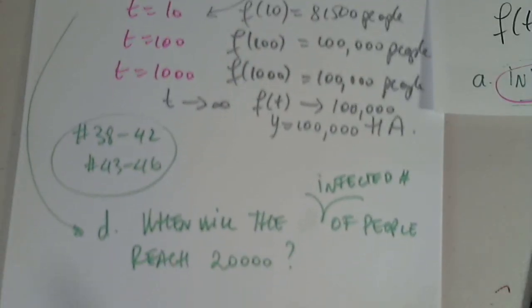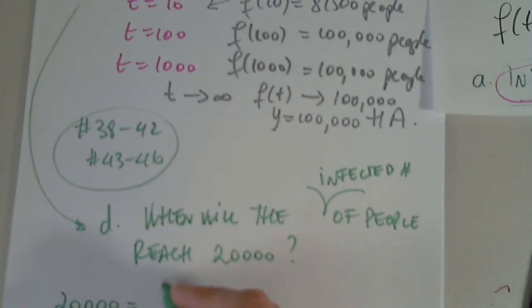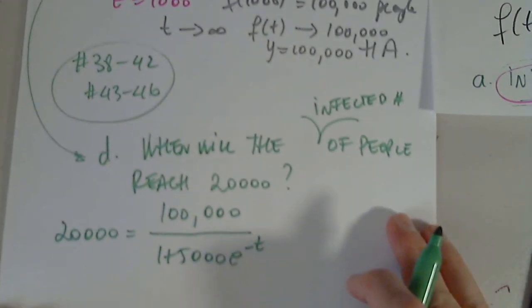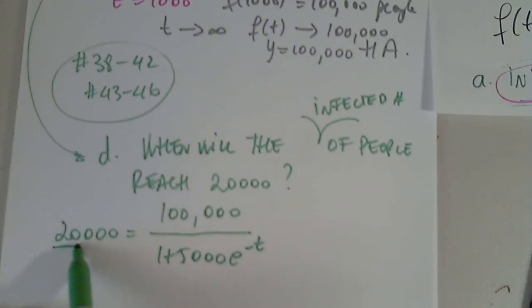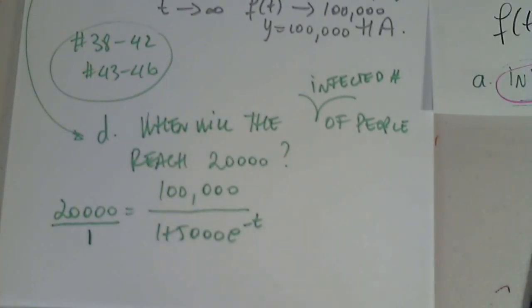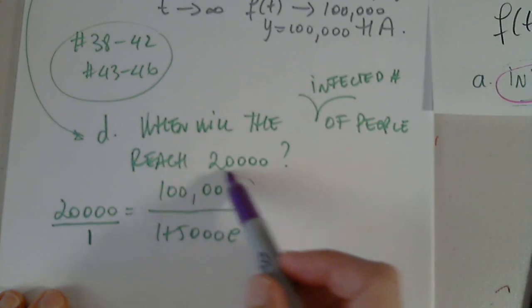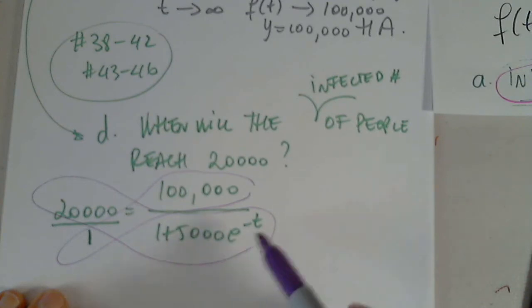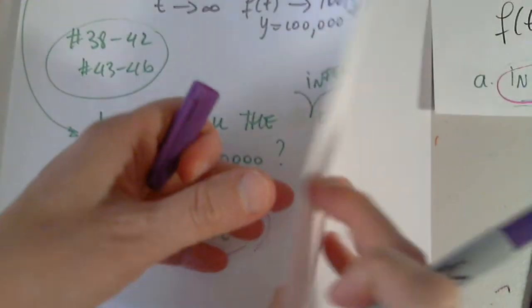So 20,000 equals 100,000 divided by 1 plus 5,000 e to negative t. And here's my first hint to you. How do we start? It's a complicated type of equation. It's not an easy, breezy type of equation. So it's a proportion right now. So I'm going to cross multiply. 1 times 100,000 equals 20,000 times the denominator. That's my first step.